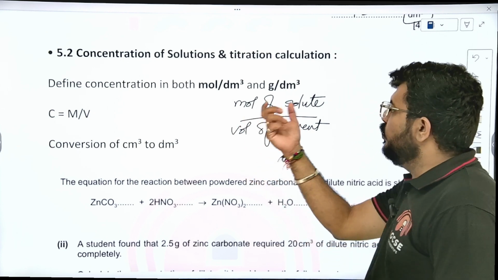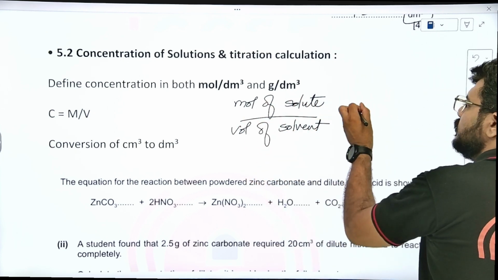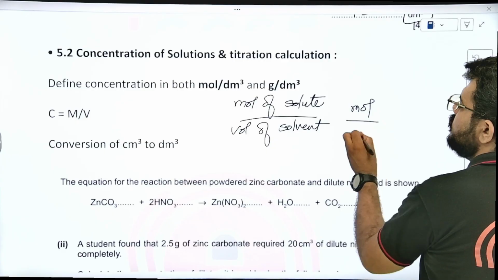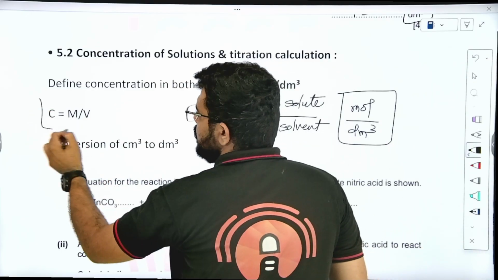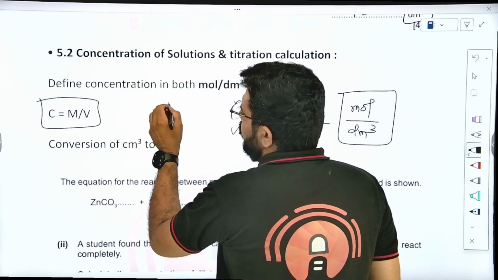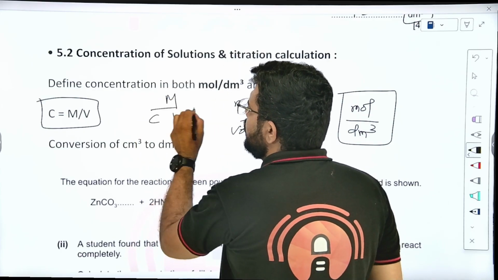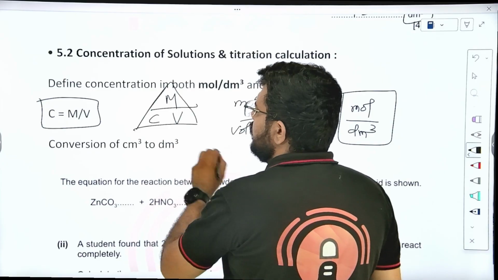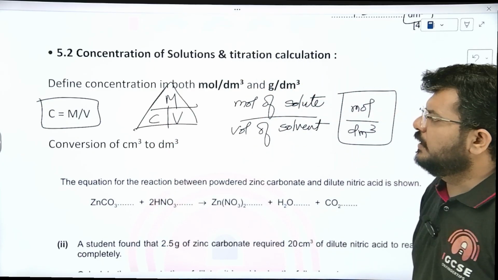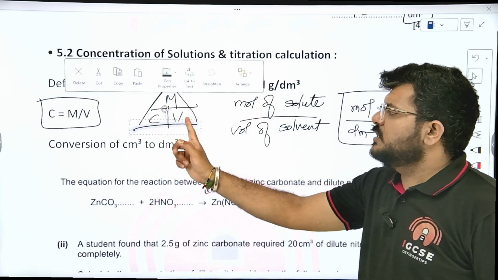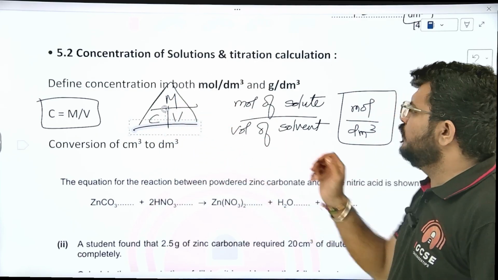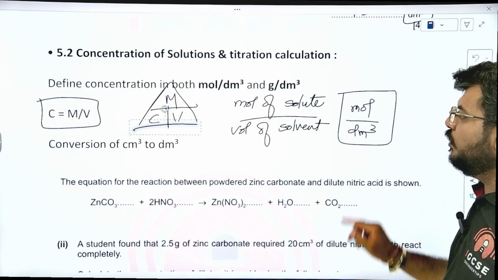Concentration is mole of solute upon volume of solvent. So the unit is mole per dm cube. Concentration is mole upon volume. We have one more formula triangle over here. Right, so this is our formula triangle. Concentration is equal to mole upon volume. Mole is equal to concentration into volume, and volume is equal to mole upon concentration.